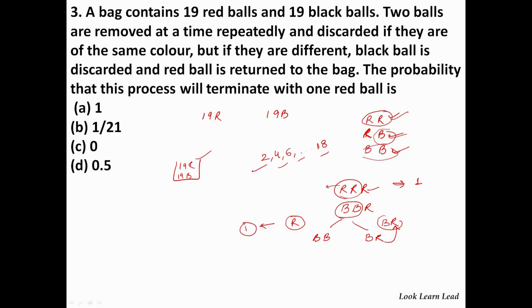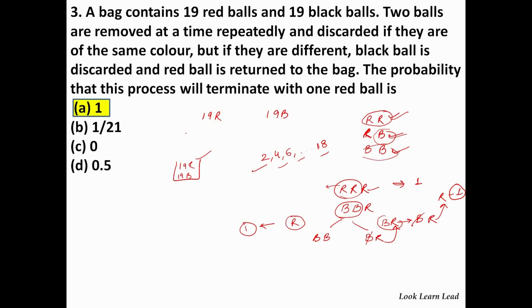For this case, suppose we are first removing black and red. When we remove black and red, black is removed but red is put again into the bag. Again we have black and red, so black is removed, red is again put back into the bag. So the probability of being red is 1. So in all cases the probability of the process terminating with 1 red ball in the bag is 1. So the answer would be A.